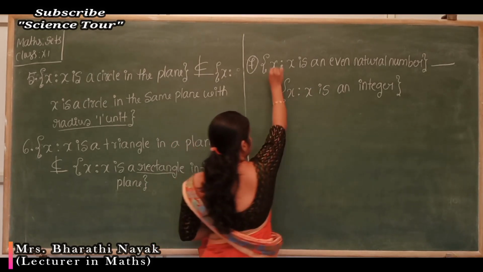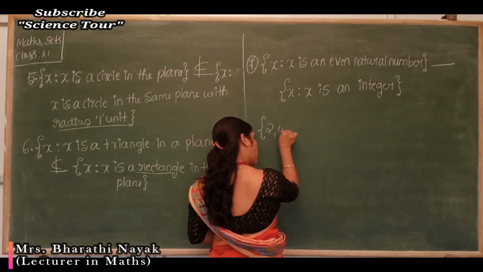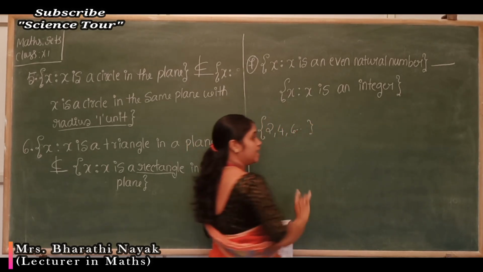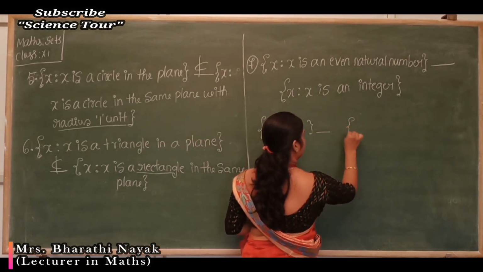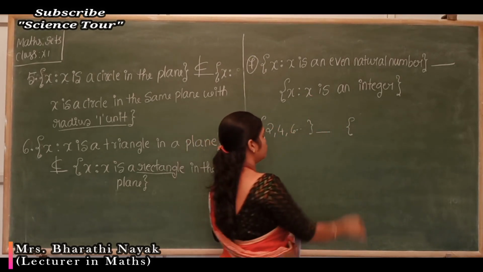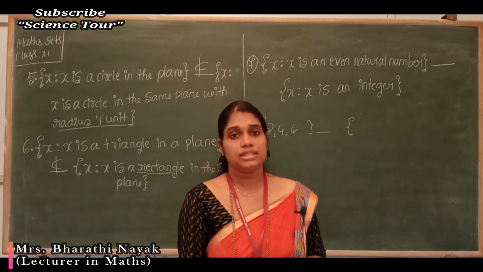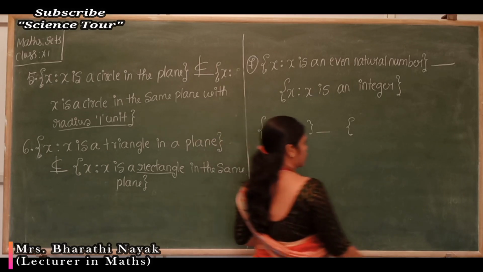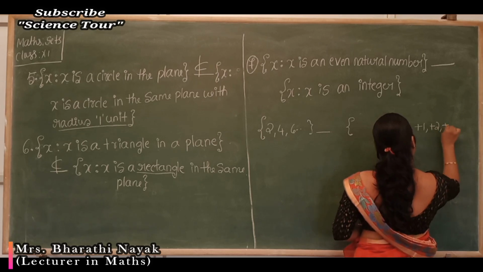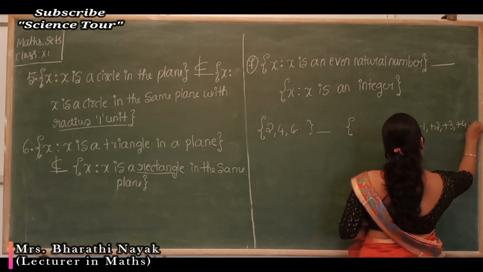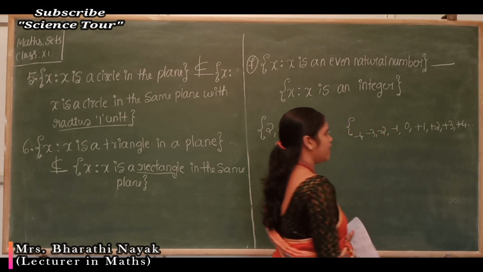See, your first set contains only even natural numbers. So which are those? 2, 4, 6 and so on. Only even natural numbers are included in the first set. But what about your second set? Second set is about x is an integer, meaning it is a set of all integers. Integers you already know: 0, plus 1, plus 2, plus 3, plus 4 and so on. Again -1, -2, -3, -4 and so on, isn't it?